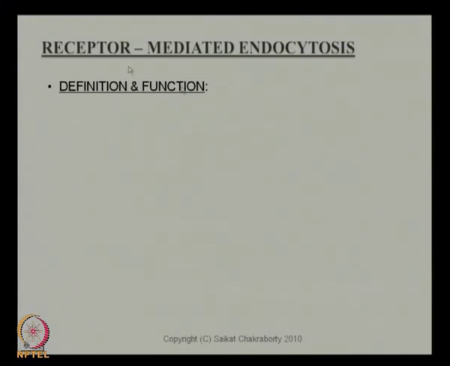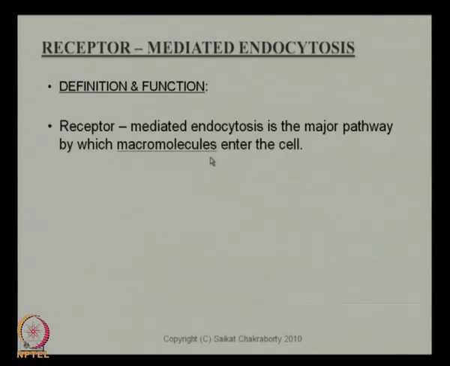As I said, the chapter is titled receptor mediated endocytosis. So what is the definition and function of receptor mediated endocytosis? We need to understand that. Forget receptor mediated, just endocytosis itself: it's a major pathway by which macromolecules can enter the system. And you see I have underlined the word macromolecules here. What am I trying to say over here?